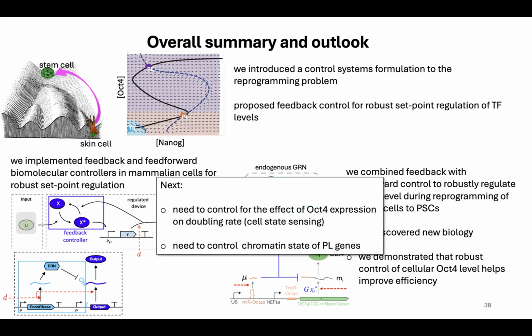Next, going along this route, there are 2 things that we aren't controlling for, which are the big suspects here. The first, as I said, is the effect of OCT4 expression on doubling rate. And the second, we haven't talked at all in this talk about chromatin state, but it's playing a big role. And that's actually what my research is currently focusing on.